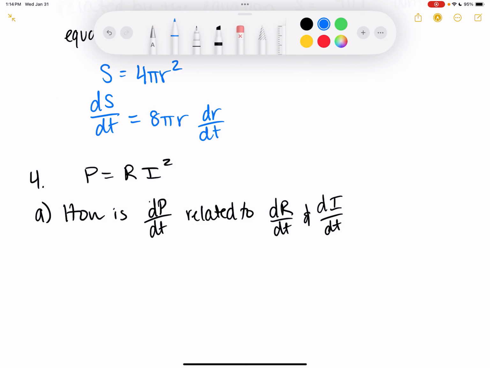So I'm going to rewrite this. So we're taking the derivative, again, with respect to t. So on the left side, we've got dp dt.